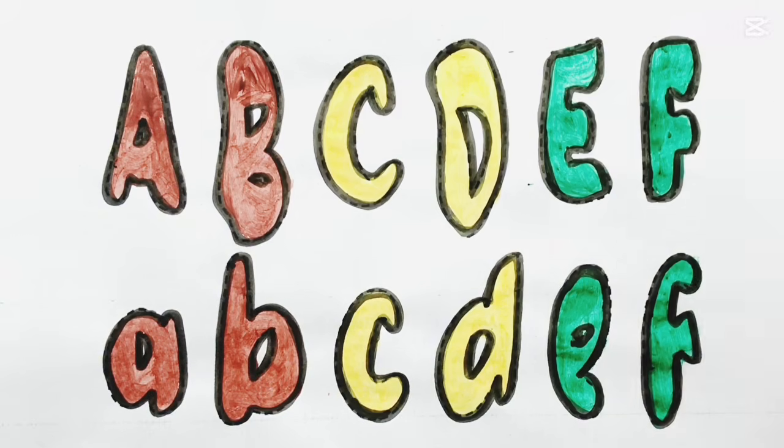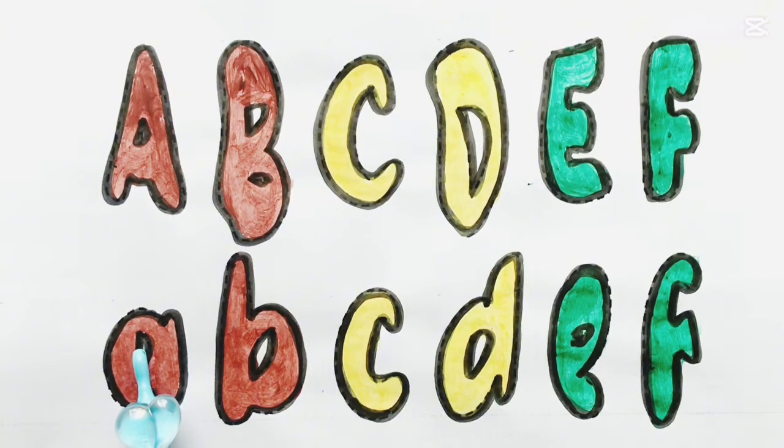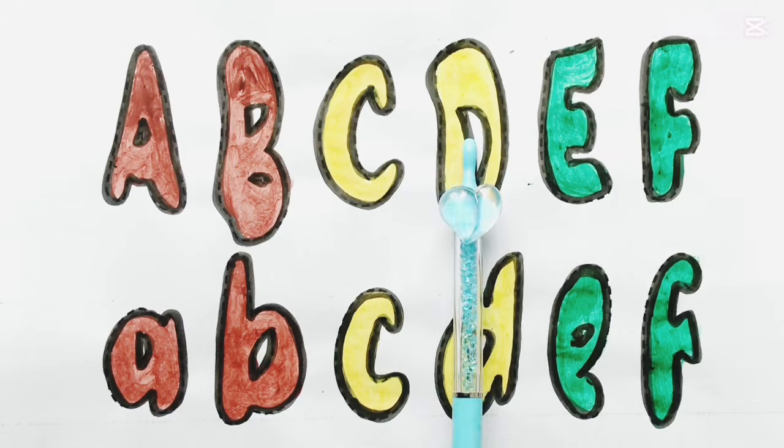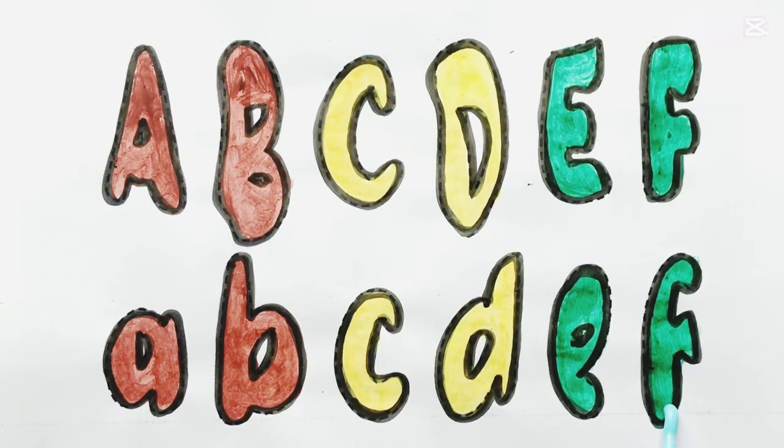Let's repeat and learn. A, small letter A. C, small letter C. D, small letter D. E, small letter E. F, small letter F.